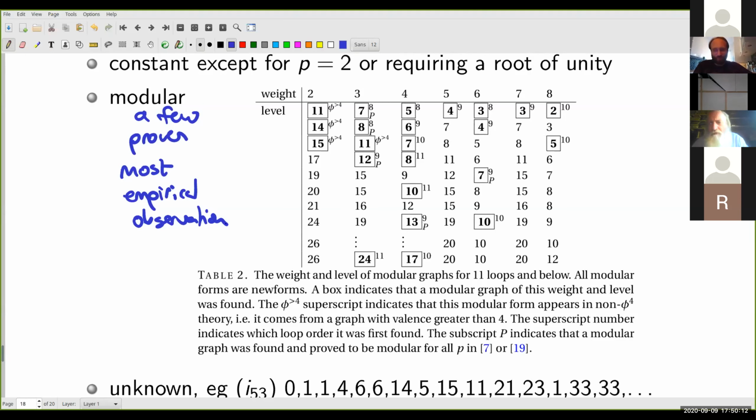Now, here are the weight and level of the observed modular forms that you seem to see. Now, this is not just these graphs. We did a lot of these 4 regular, so 5-4 graphs. If you only do the 5-4 graphs, some of this goes away. So these ones in particular are only showing up, so far anyway, if you are allowed to go beyond the 4 regular situation. So that's kind of interesting, actually.